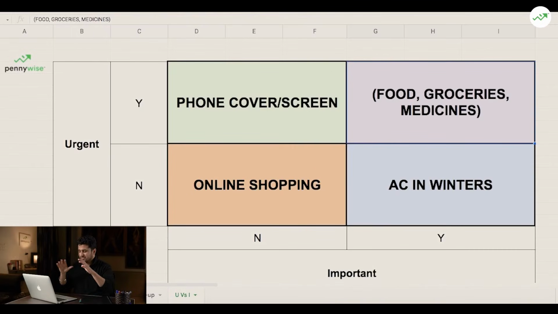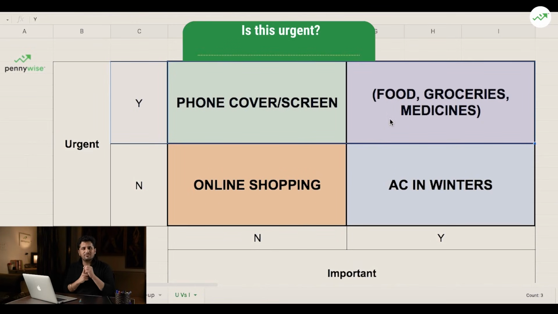I hope the Excel sheet is visible to all of you. In this framework, as you can see, we've put up a 2x2 matrix between urgent and important. Let's say you're out there shopping for something. You always need to ask yourself two questions. Is this thing urgent for me? Is this thing important to me? Something that I'm about to buy, something that I'm about to pick up, ask that particular thing two questions. Are you urgent for me to buy? Are you important for me to buy?